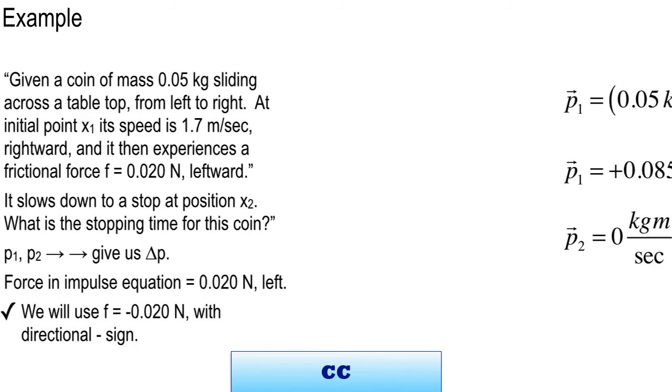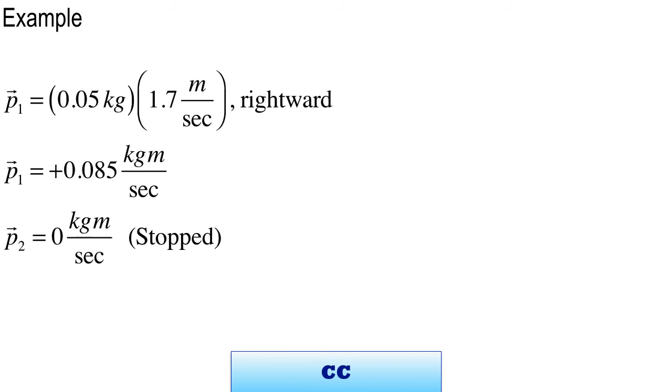Right, so first of all, let's get the momenta. Here's the initial momentum, P1: mass times velocity. And notice that I have the expression comma rightward, and that is because I have a vector equation here. I'm using that little arrow to symbolize vectorness. And that works out to 0.085 kilogram meters per second.